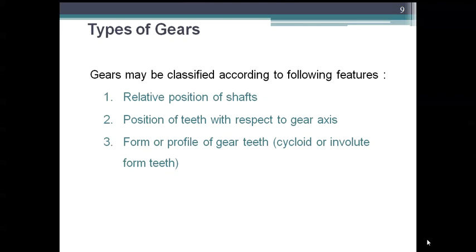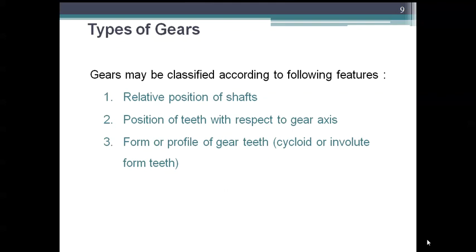So the next one is classification of gears. Gears may be classified according to the following features. First one is the relative position of the shafts, that is, the position of the shaft axis with respect to the gear axis, and the position of teeth with respect to the gear axis.